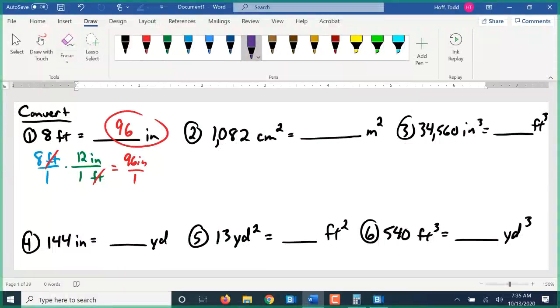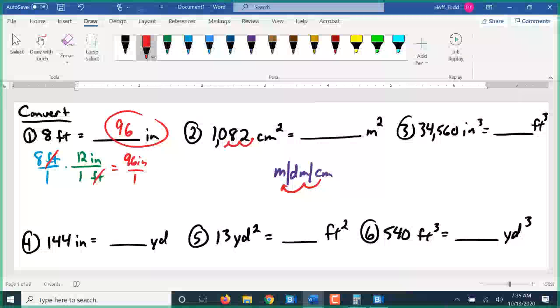For number two, 1,082 square centimeters going into square meters. We've got meters, decimeters, and centimeters. Going from centimeters to meters is 2 spots to the left. But since it's squared, each spot on the chart is 2 decimal places. So 2 spots to the left becomes 4 decimal places to the left. There isn't a decimal point, so it's at the end of the number. So we move 1, 2, 3, 4. That is 0.1082 meters squared.